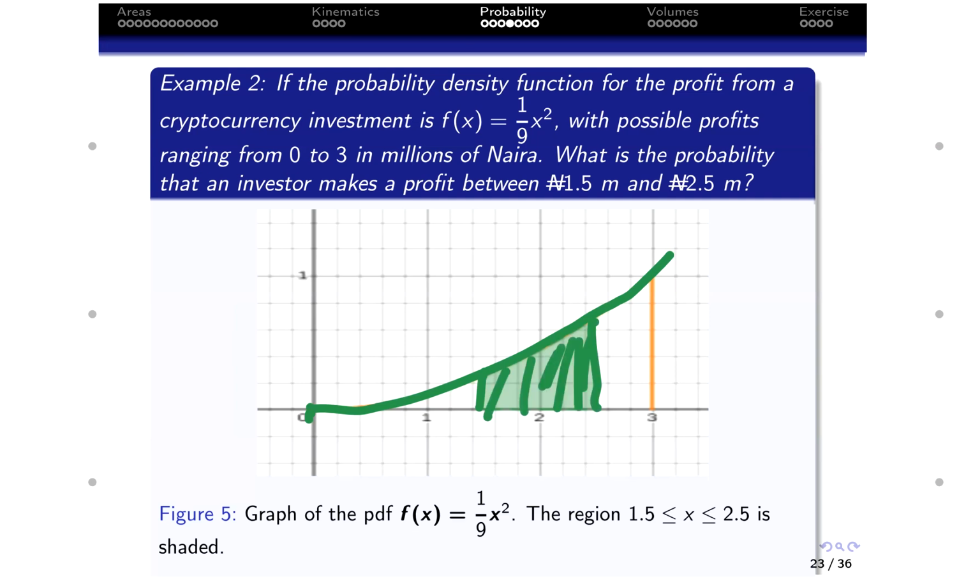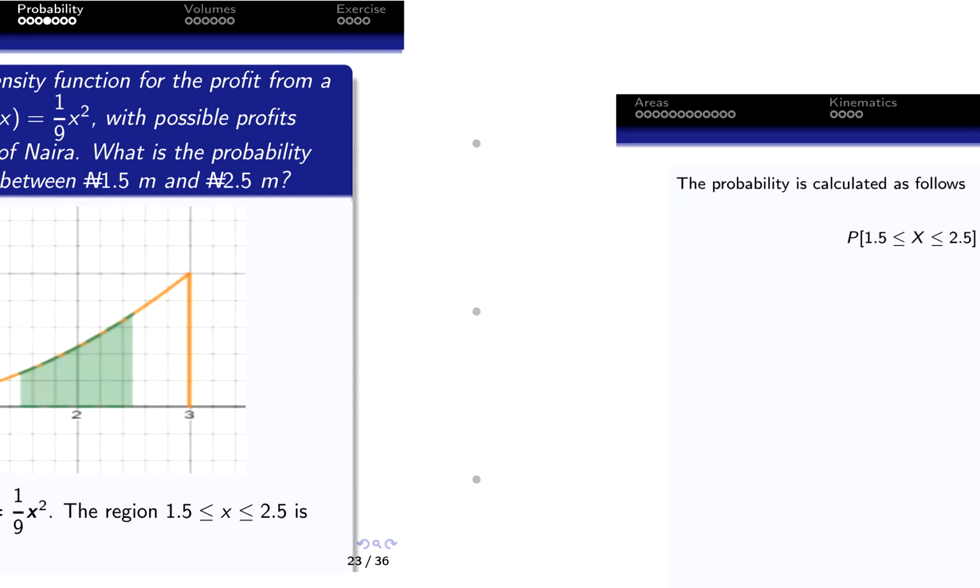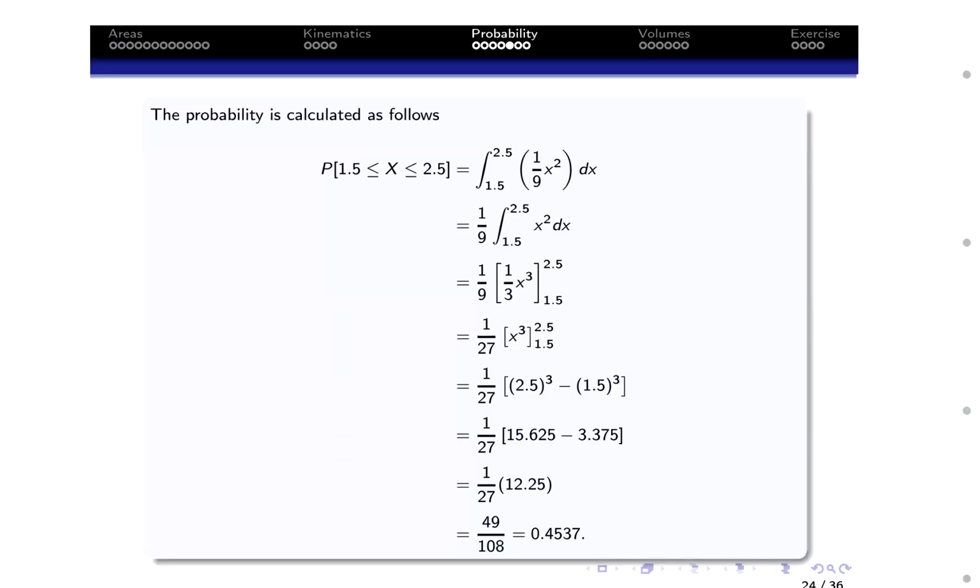So, this is the graph of the PDF, f of x equals 1 over 9 x squared, and the region 1.5 less than or equal to x less than or equal to 2.5. That's because you're looking for profit between 1.5 million and 2.5 million. That's the region that has been shaded in green, as you can see. So then we go ahead to apply our integral. Here we have the probability calculated as follows: probability 1.5 less than or equal to x less than or equal to 2.5 is equal to the integral from 1.5 to 2.5 of 1 over 9 x squared dx.